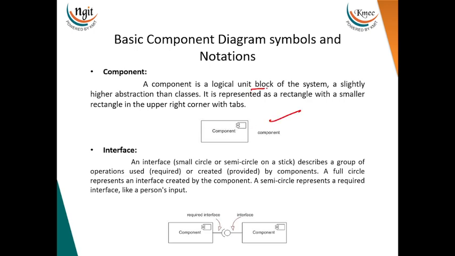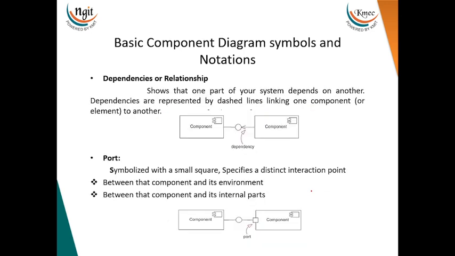A component is a logical unit block, a slightly higher abstraction of a class. It is represented by a rectangle with a small rectangle at the right hand part. This is called a component. An interface is a small circle, semicircle or stick that describes a group of operations. Correct. A component interacts with another component. A full circle represents creation of a new object, a new component. A half circle represents interaction, correct?